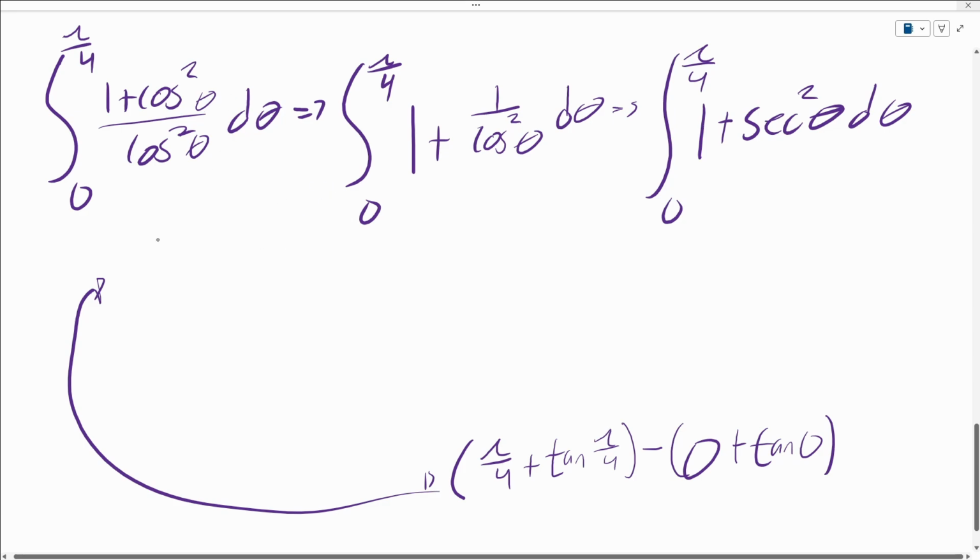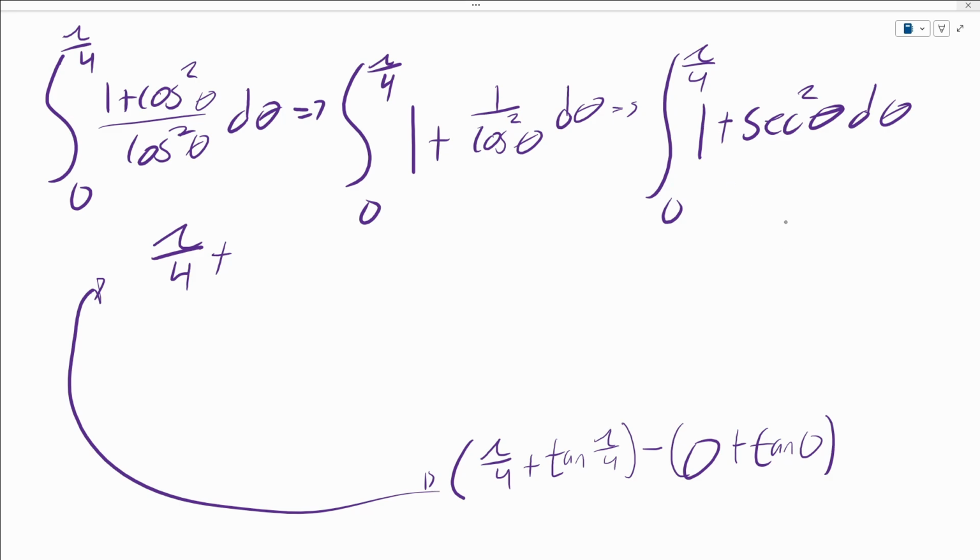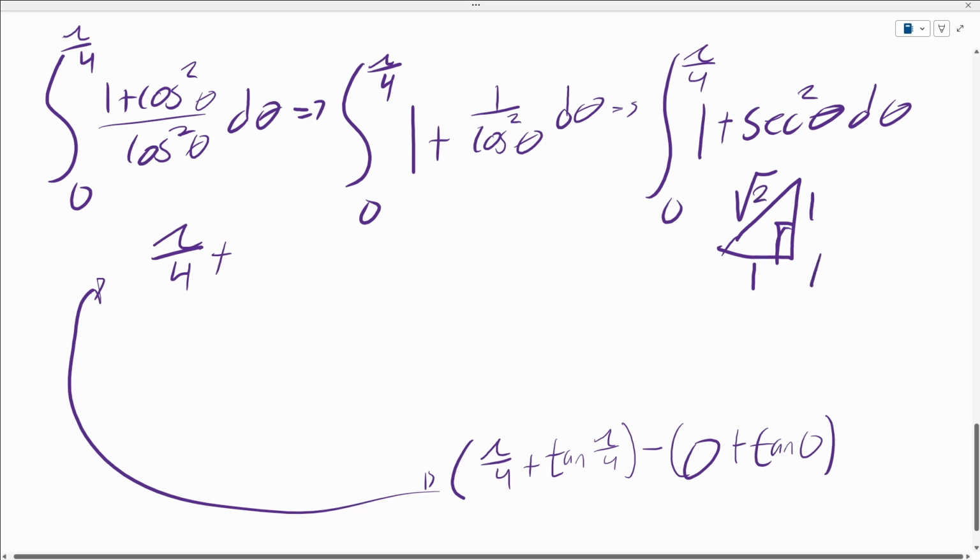So pi over 4, that stays the same because it's a constant. And then for our tangent of pi over 4, let's draw a special triangle, our 45, 45, 90 triangle. So if we do that, we know our sides are going to be equal to 1, 1, and then our hypotenuse is square root 2. We know that tangent is the relationship between the opposite side of our angle and the adjacent side of our angle. So if we have tangent of our 45, 45, 90, or pi over 4, we can see that our opposite side is going to be 1, and our adjacent is 1. And 1 over 1 is equal to 1.